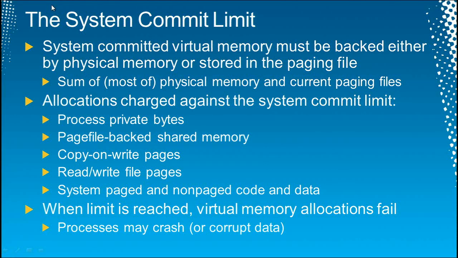That means the system commit limit, the total amount of system committed memory you can allocate, by definition, can be at most the size of your RAM plus the size of your paging file or files. Sum those up, and that is the system commit limit. Now, what kind of memory gets charged against the system commit limit?